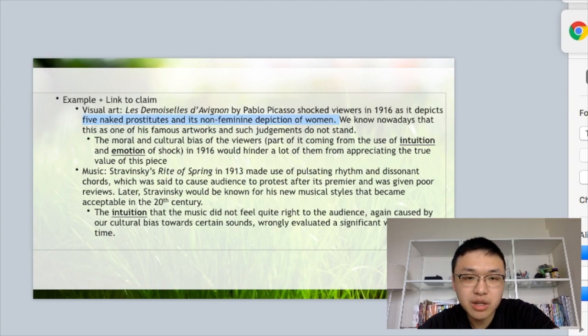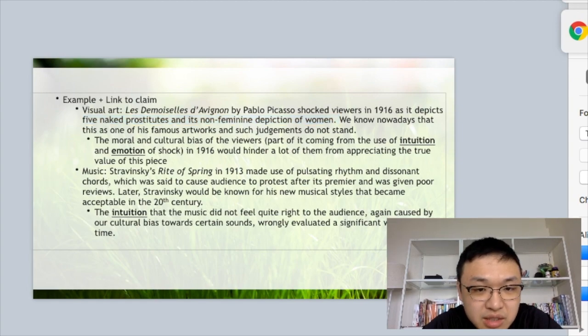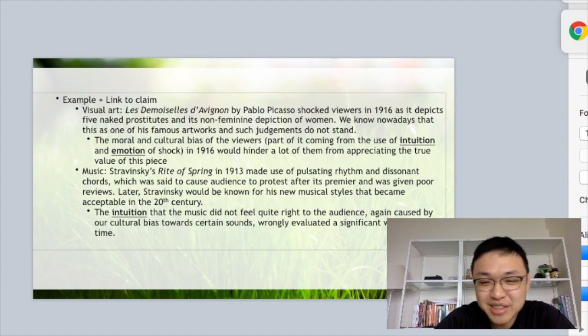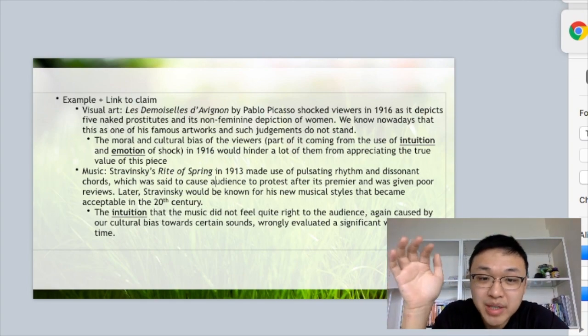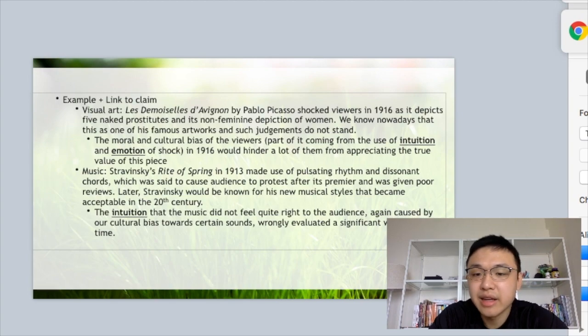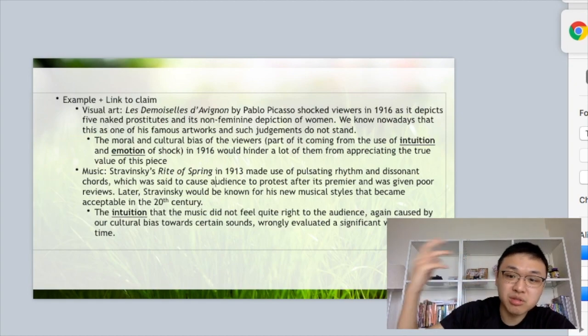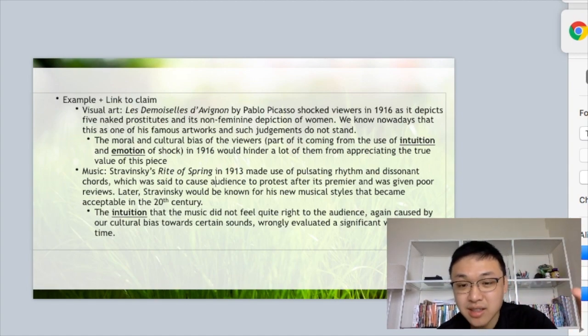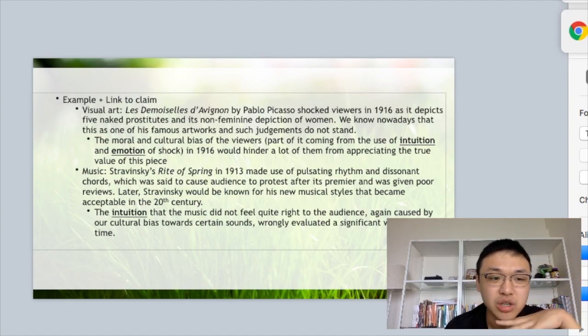There's another example that our research team found. There's this piece of music called Stravinsky's Rite of Spring in 1913, right? It used pulsating rhythm and dissonant chords. I don't exactly know what this means, but it's basically some type of musical innovation. At that time, it was poorly reviewed. People did not like it because it was a new kind of music. People were not used to it. People had their intuition about music, and this piece of music did not feel right at that time. But now it is seen as a masterpiece. Later, as people's biases lessened, as people got more used to this kind of music, they really learned to appreciate it, right? So you can see how having strong bias can cause us to fail to appreciate a piece of artwork, right?